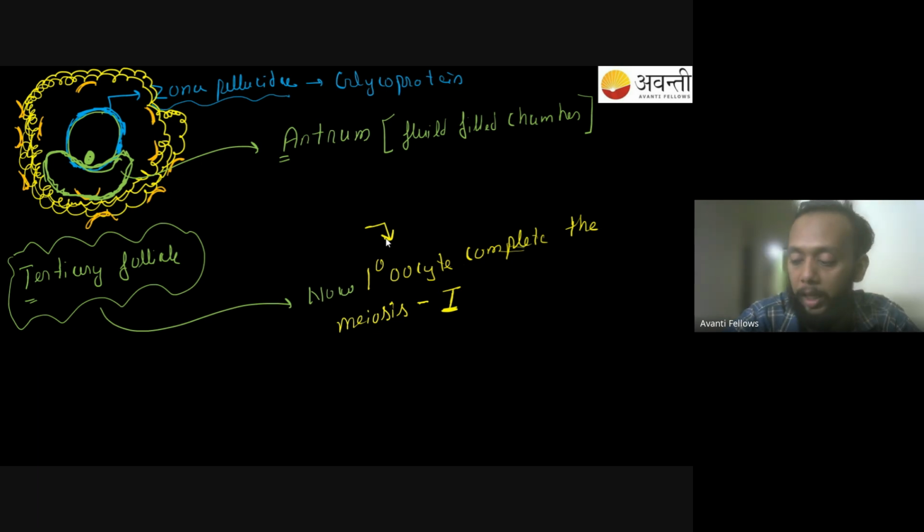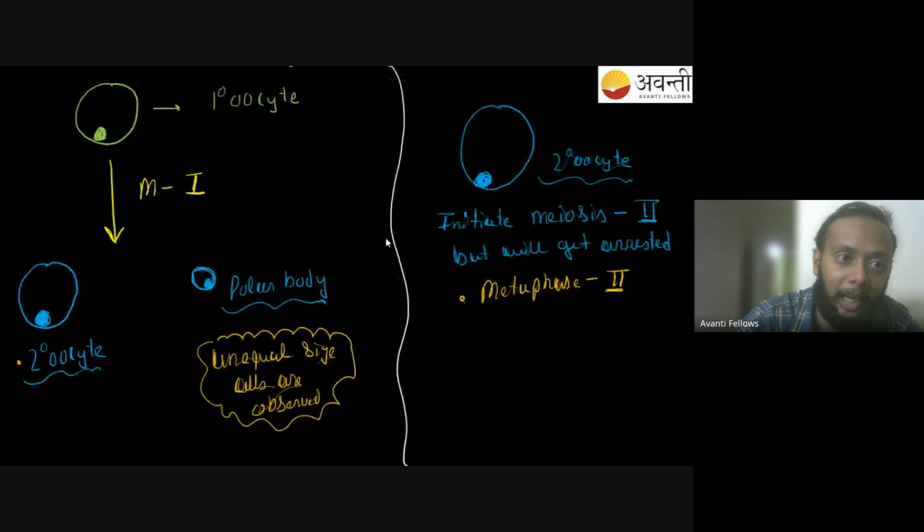The outcome here is going to be my secondary oocyte. So here the secondary oocyte will be formed, right? It's something we have seen over here. The primary oocyte will complete meiosis 1 and give you the secondary oocyte, which will be a larger cell, and you'll have a smaller polar body seen over here.